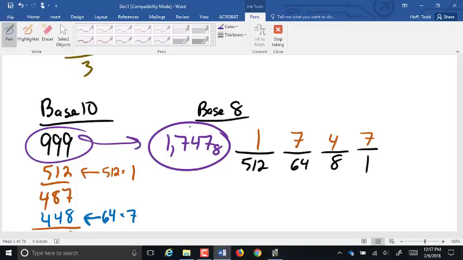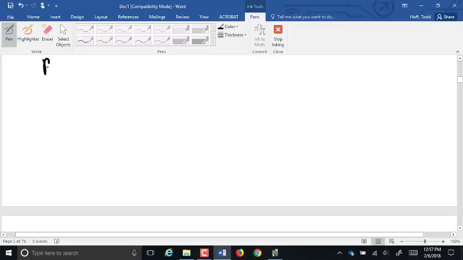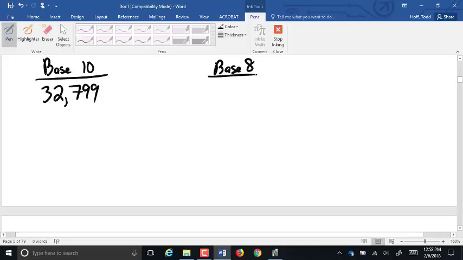What do you think? Having fun yet? In your notes, convert base 10, 32,799 into base 8. I'll give you some time. Let's make this 32,799. Let's make it 32,719. How's that?